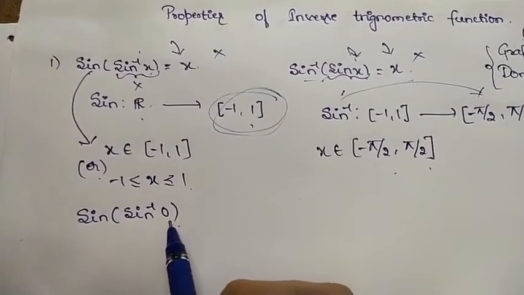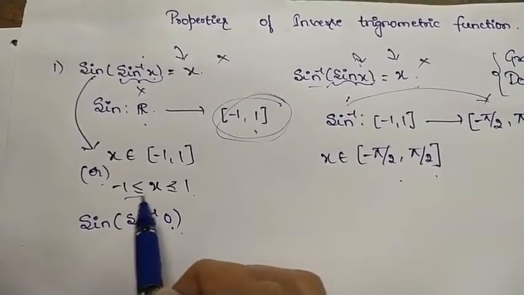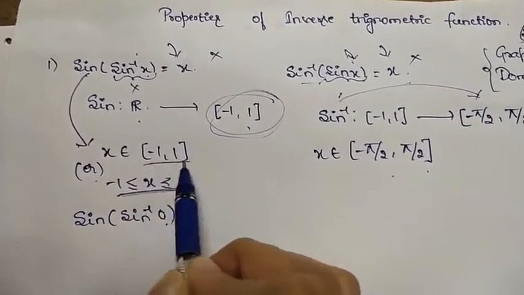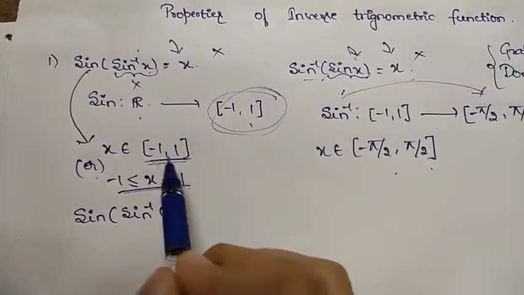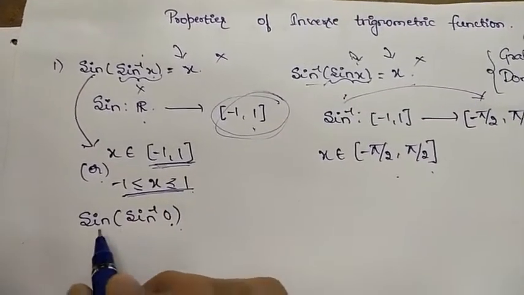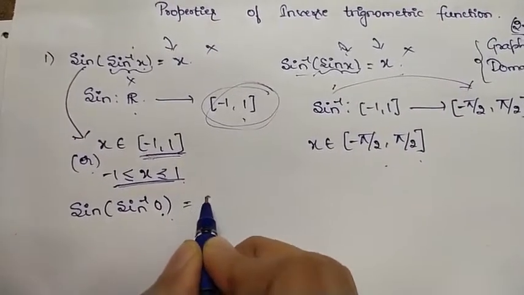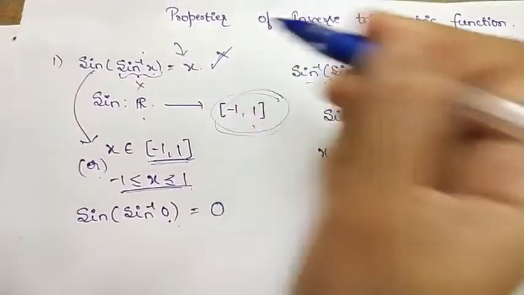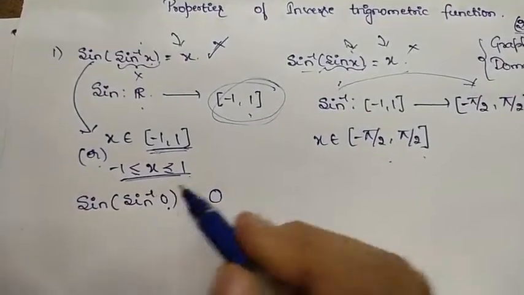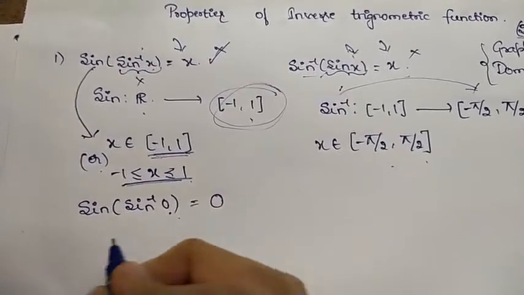Where does that 0 belong? The 0 belongs to this range, right? It lies within this interval from -1 to 1. So sine of sine inverse of 0 means what happens? It's 0 itself. That is the property it is stating. So sine of sine inverse of 0 is equal to 0.